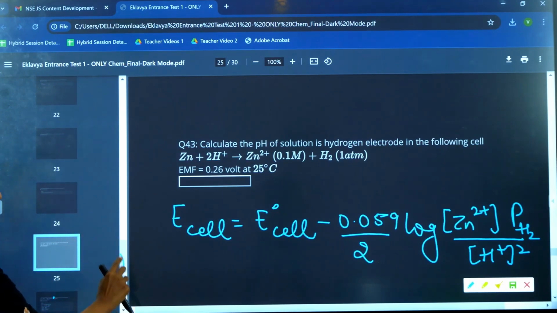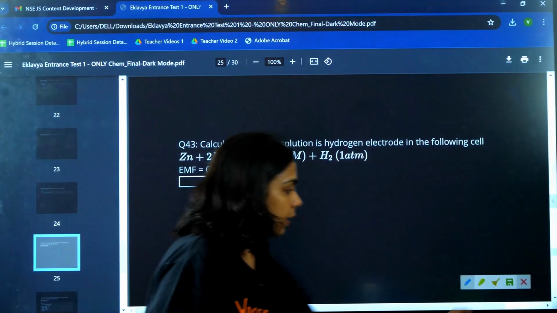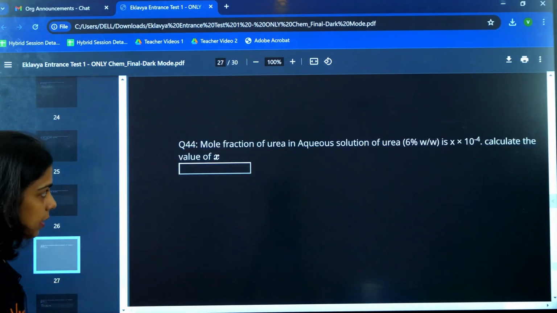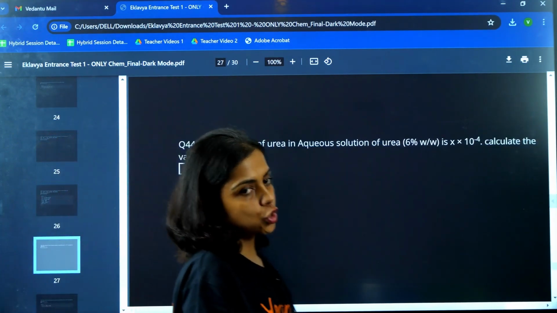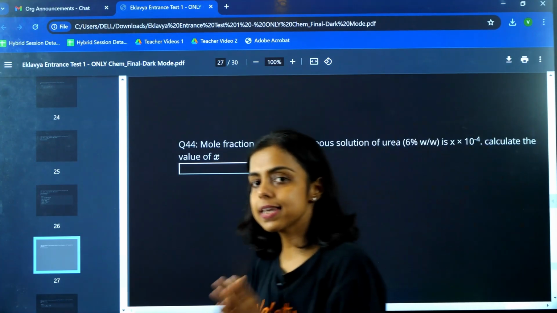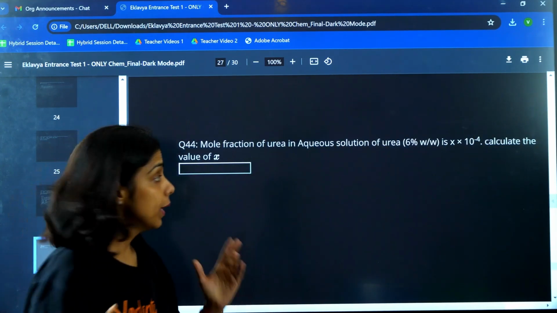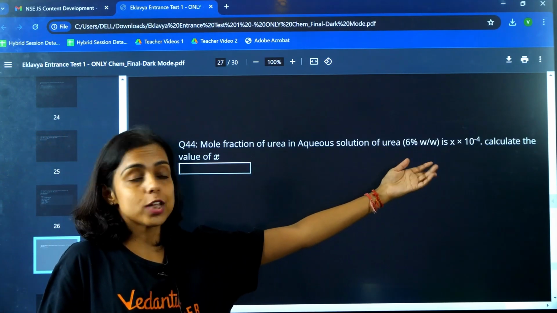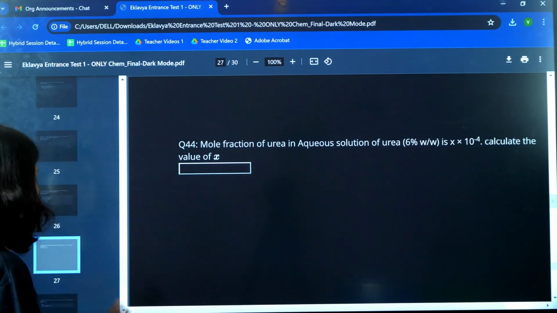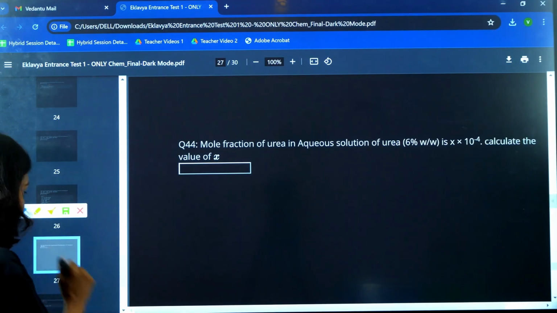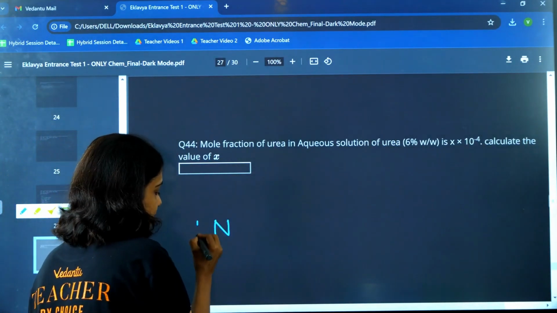Now again a Nernst equation based question you had here. Let's move on to the next question. The mole fraction of urea in aqueous solution of urea is 6% W by W, right? And that mole fraction is x into 10 to the power minus 4. Calculate the value of x. I'm sure you all know what the urea is, the very first organic compound synthesized in lab.